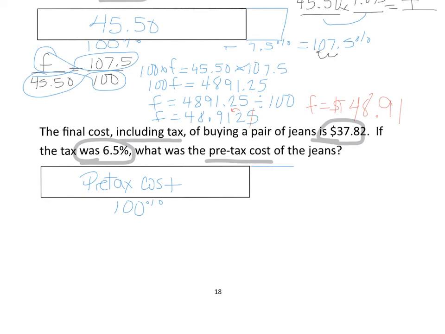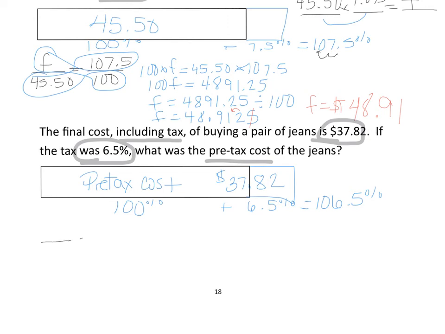They added on 6.5%. The $37.82 represents the entire percentage of 106.5% because it represents the pre-tax cost and the tax.